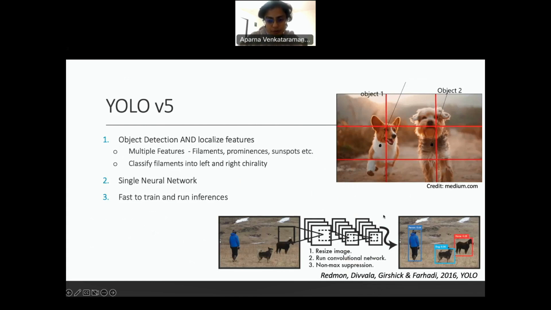So the YOLO network is based on a deep convolutional neural network architecture that divides the input images into a grid of cells, with each cell responsible for predicting the objects whose centers fall within that cell. The network then uses a set of anchor boxes to predict the bounding box coordinates and class probabilities for each of the objects in the image.